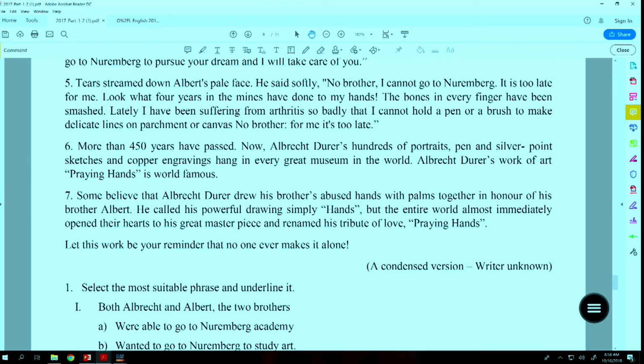Lately I have been suffering from arthritis. වැඩ කළා පස්සේ මට arthritis so badly that I cannot hold a pen. Because of that I cannot hold a pen. පෑනක්වත් අල්ල ගන්න බෑ or a brush to make delicate lines. හරියටම lines අදින්න on parchment or canvas. Canvas එකක. No brother, for me it is too late.